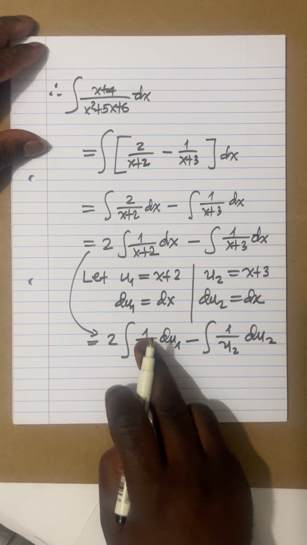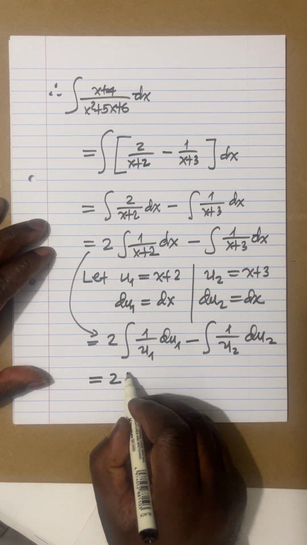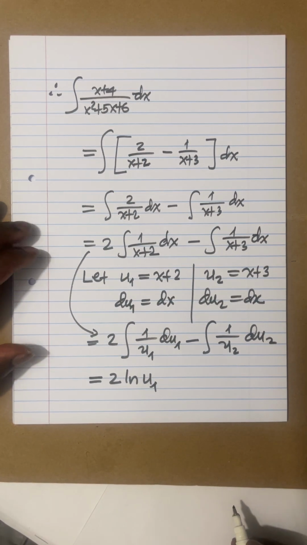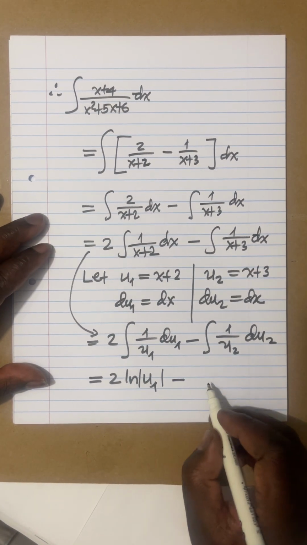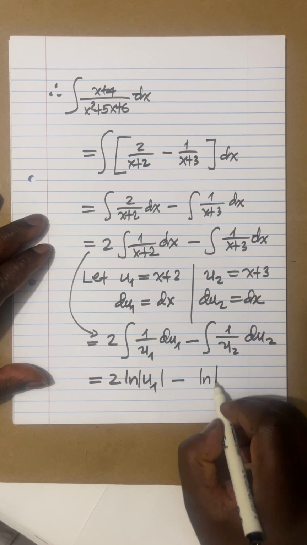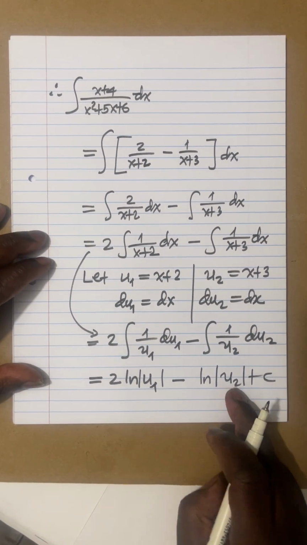Now, what is the integral of 1 over u1? The answer is natural log. So this is 2 natural log of u1. We can actually put absolute value signs. And then we have minus. The integral of this is just natural log of u2. And we have to say plus c. And let's put these two back in.